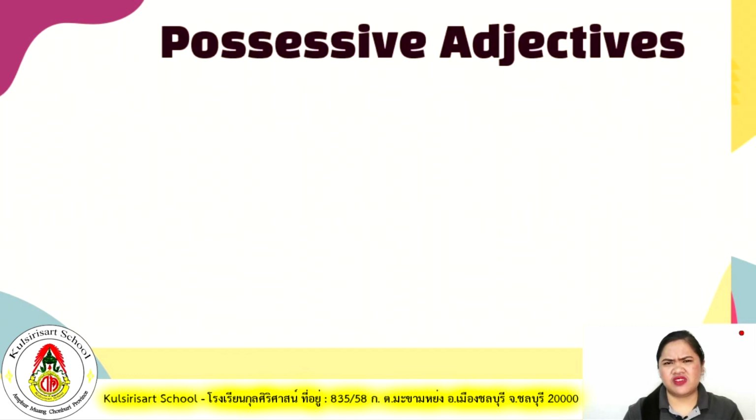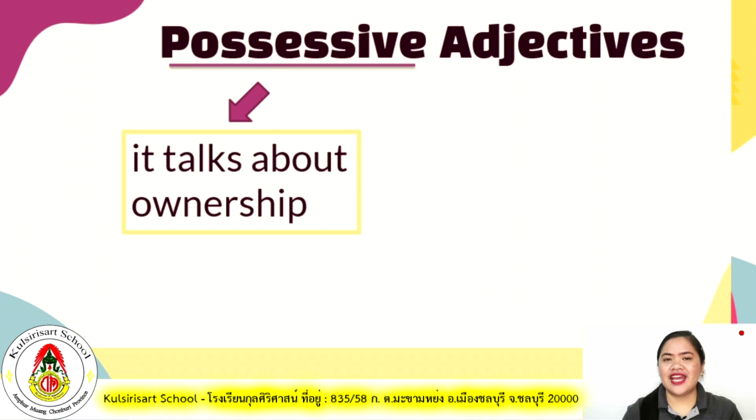Possessive adjectives. Do you know what possessive adjectives are? Okay, today we will define and learn about it. But before that, let's define it first, word by word. Let's start with the word possessive. What is that? Okay, possessive means it talks about ownership.